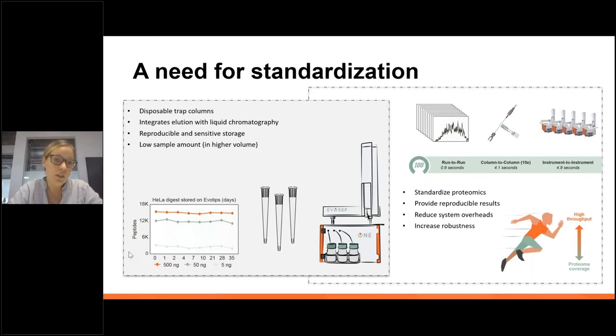And then there's also the advantage that we can actually transfer low sample volumes in rather high volumes and concentrate them on the Evotip, and again store them quite well. So what we would actually like to take advantage of is this reproducible and sensitive storage, and see if we can integrate the Evotip even more in the sample preparation workflows, and thereby simplify them even further.